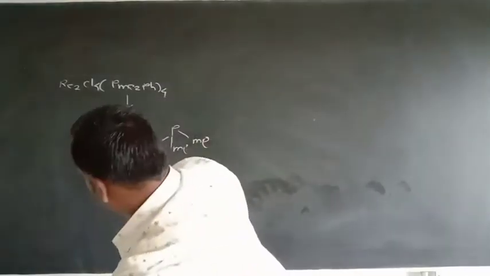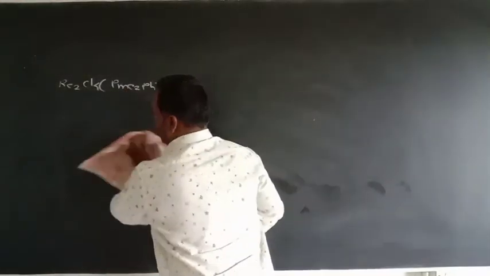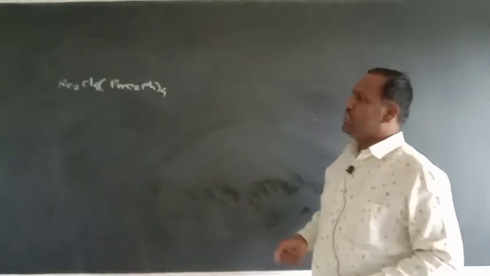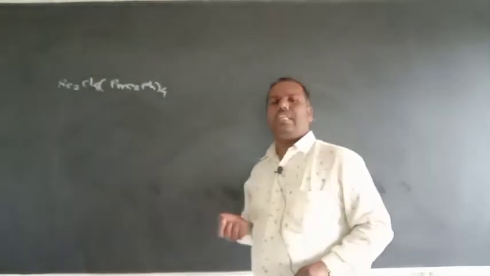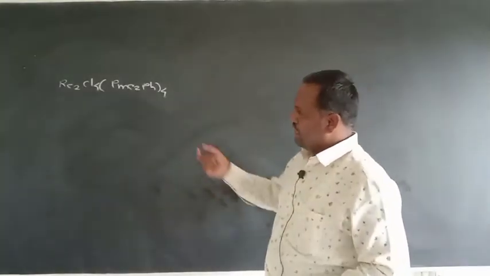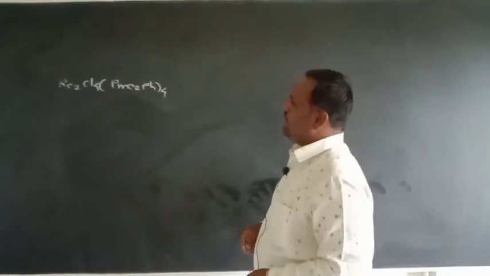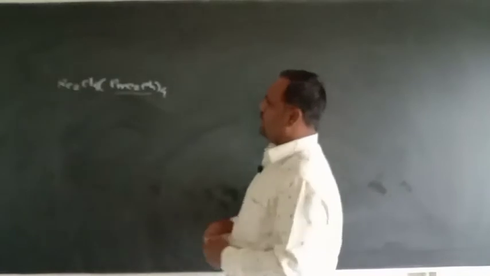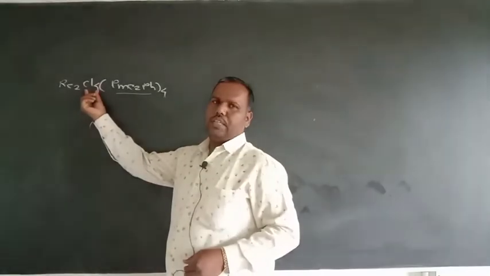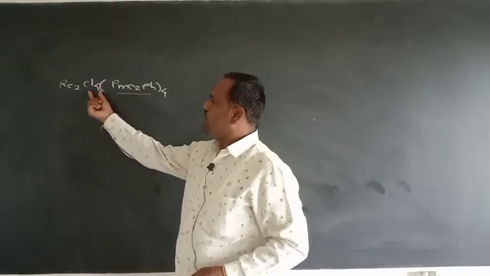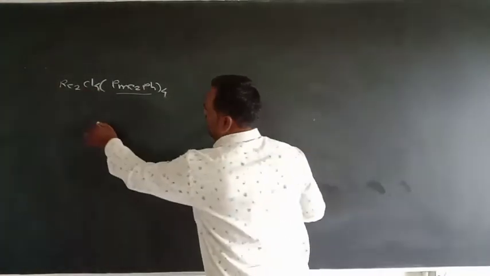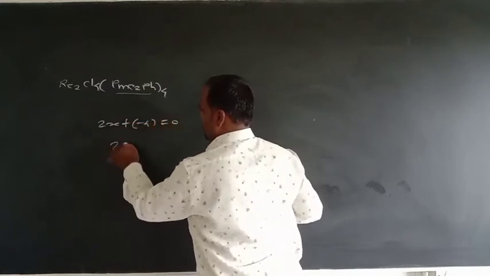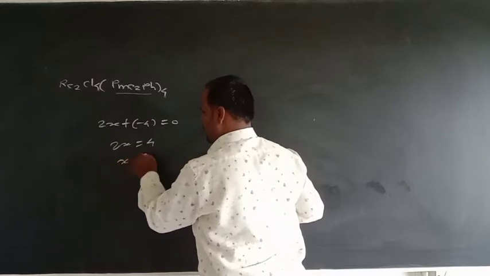So to find out the bond order of this complex, you should first find out the oxidation state of each rhenium atom. For the oxidation state, this is a neutral ligand, so we consider only the chlorine, which has a -1 charge. There are 4 chlorine atoms. So 2X plus -4 is equal to 0, so 2X is equal to 4, so X is equal to +2.